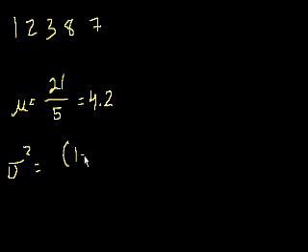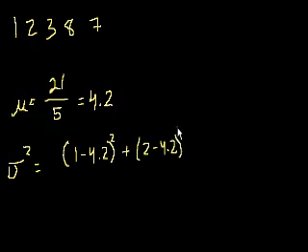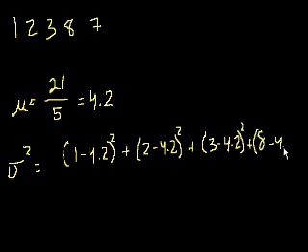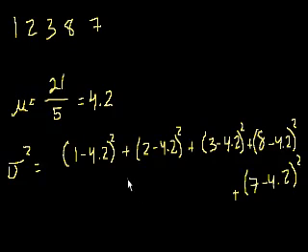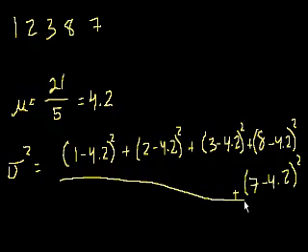So it's going to be 1 minus 4.2 squared, plus 2 minus 4.2 squared, plus 3 minus 4.2 squared, plus 8 minus 4.2 squared, plus 7 minus 4.2 squared. And it's going to be all of that, which looks a little bit funny, divided by the number of data points we have, divided by 5. So let me take the calculator out.